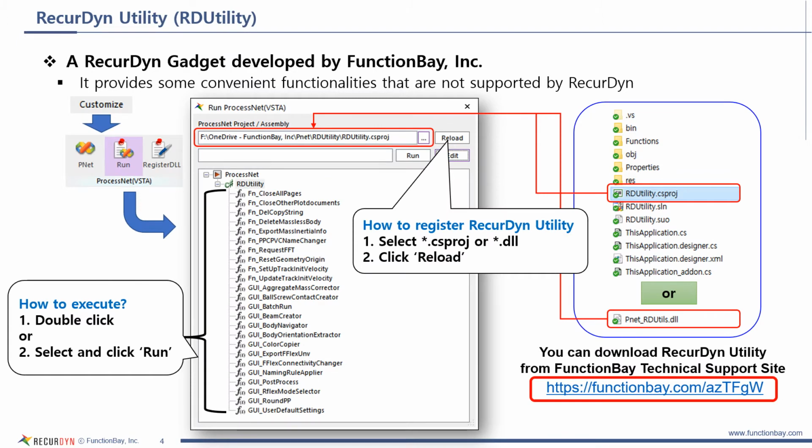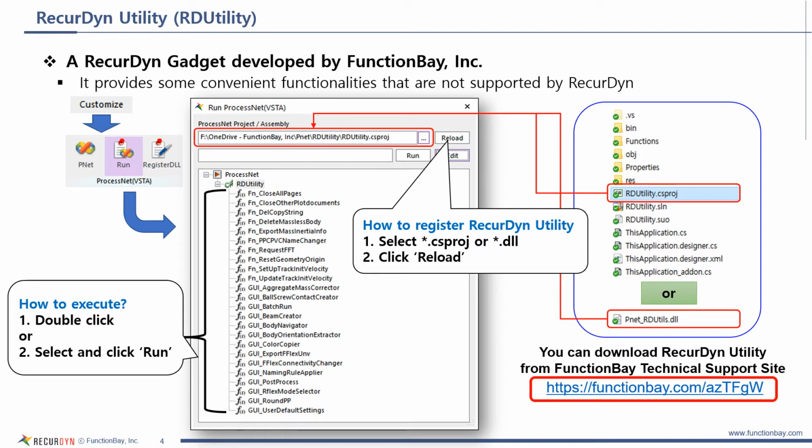RecurDyn Utility is developed by the technical support team in Function Bay headquarters. This includes 23 useful tools. In other words, you can register one DLL file to utilize various functions. It also provides a modifiable project source for users.